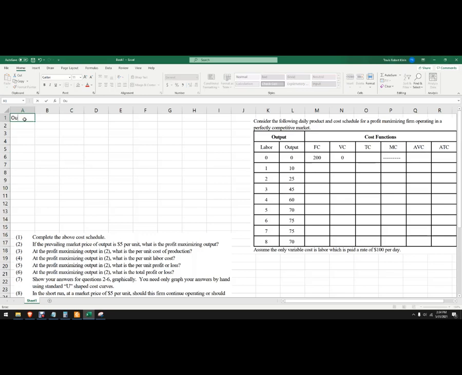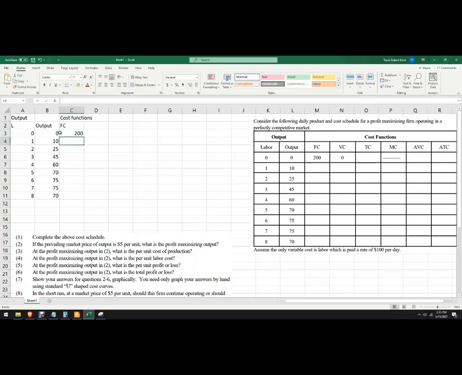Okay, so we're going to copy this table here, output, and then cost functions. Okay, we've got L, we've got output. Sometimes they write that as Q. Okay, 1, 2. Here's a trick with Excel. Once you tell Excel there's a pattern, you just highlight everything and go all the way up to 8 workers. And our output looks like it's not linear here. 75, 75, 70. Okay, our cost functions, FC for fixed costs, is 200.